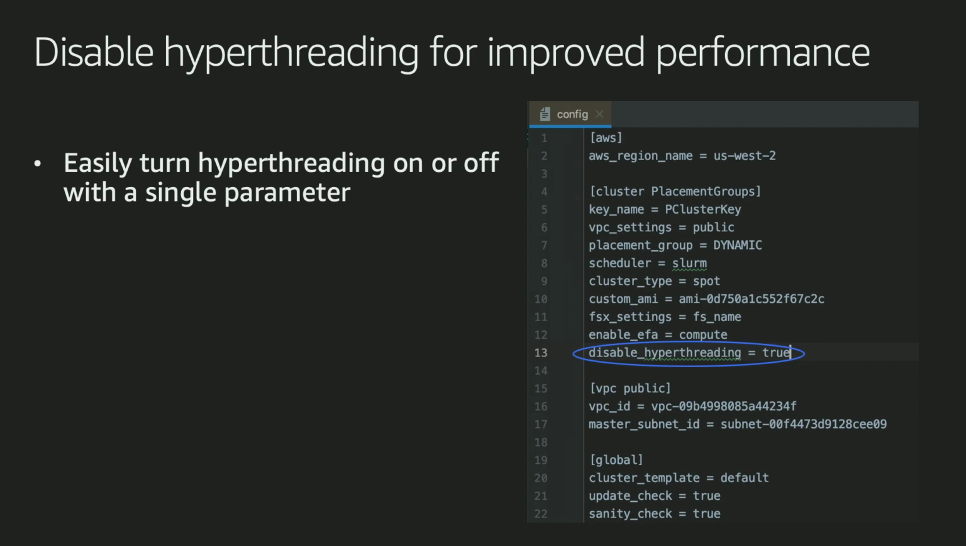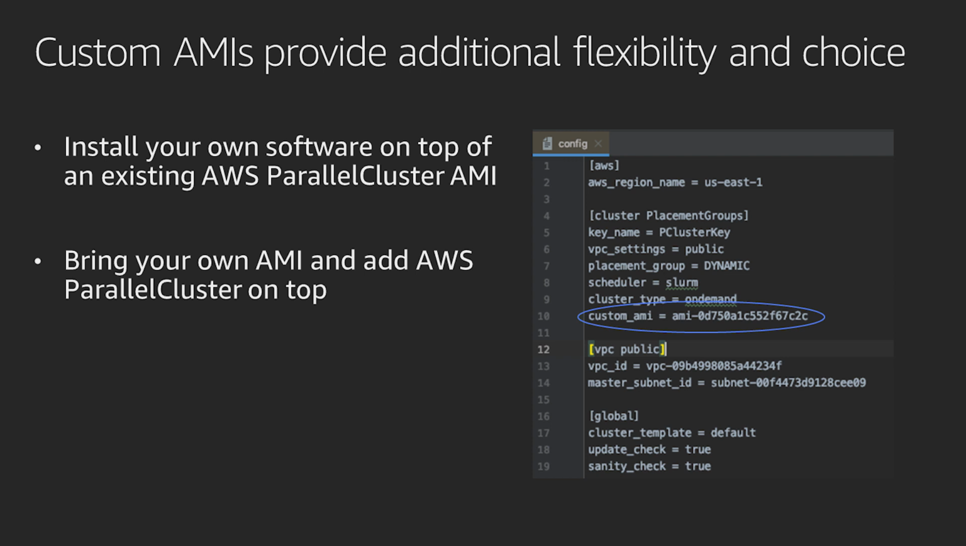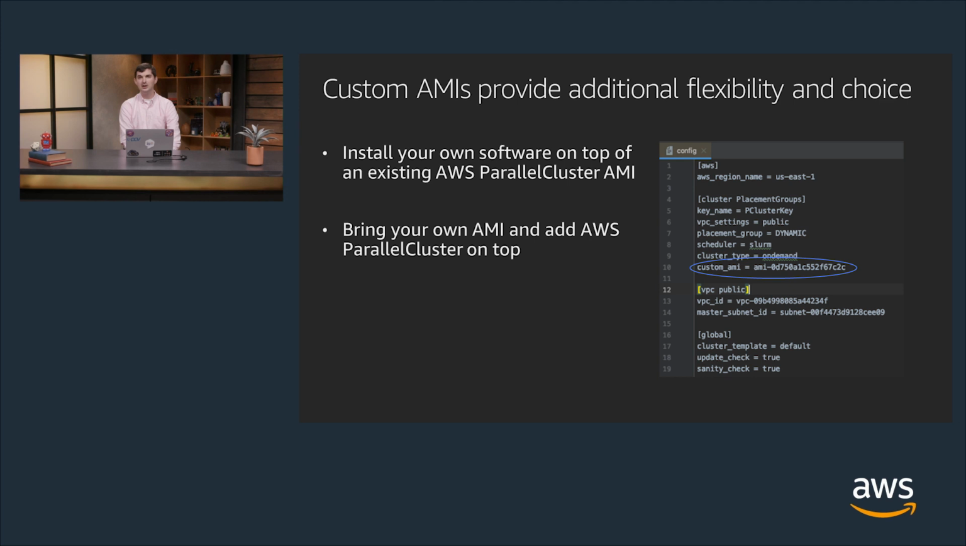Because many workloads are not optimized for hyper-threading, in the latest release of ParallelCluster, you can choose to disable it with a simple parameter in your config file. If you wish to bring your own software or specialized operating system setup to AWS, ParallelCluster supports a number of ways for you to bring your own custom AMIs for use in your clusters. You can choose to either install your own software or modify your image configurations on top of an official ParallelCluster AMI. Or, if you already have an AMI you like, you can simply choose to install ParallelCluster on top of it at runtime.